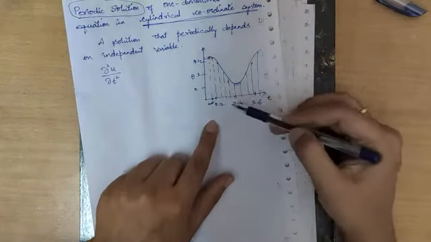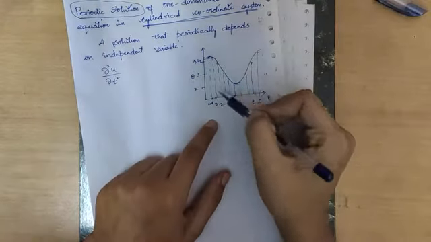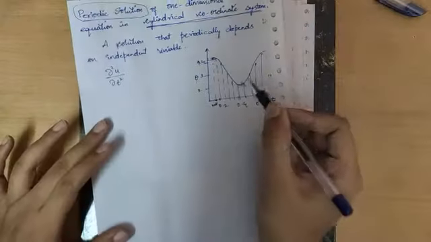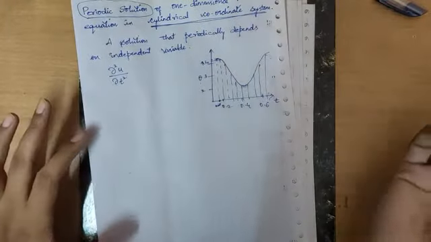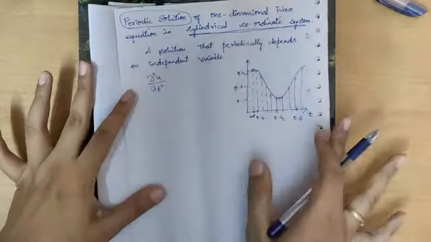This is nothing but your periodic solution for some equation. I have just considered one random graph to explain periodic solution. This graph will be the solution for some equation. This is what actually happens in your wave equation as well.